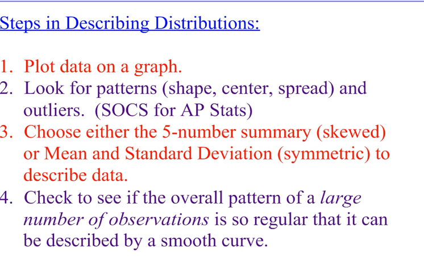When we're describing distributions, so if we're talking about left skewed, right skewed, the first thing we do is plot the data. So we want to look at a picture of the data. A histogram is an excellent way to do that. A box plot also works. And then we're going to look for patterns. So the things we look for are shape, center, spread, and outliers. If you're taking AP Stats, we will talk a lot about SOCS.